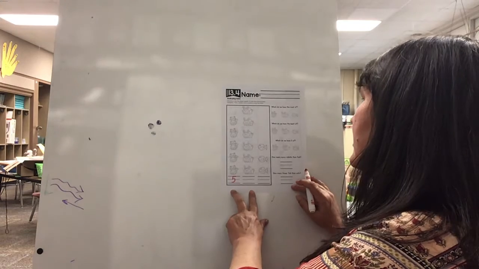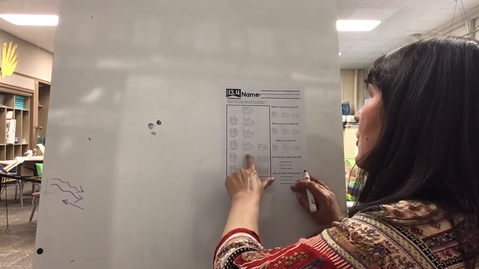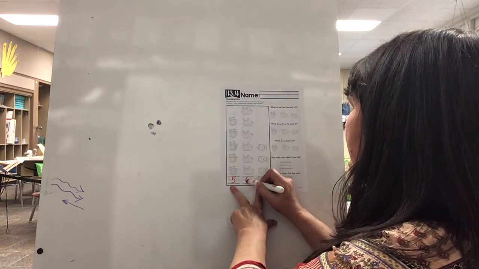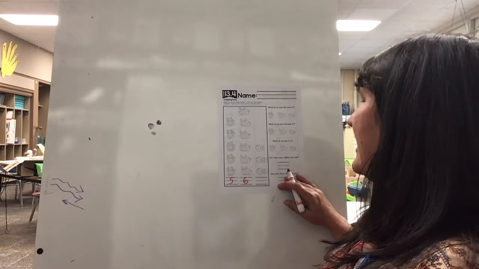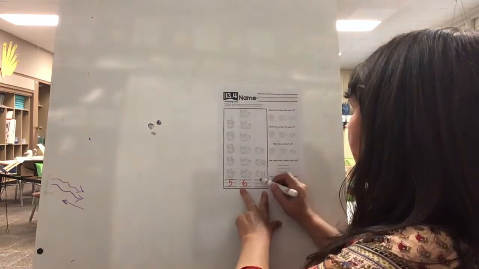How about bunnies? 1, 2, 3, 4, 5, 6. So 6 of the kids have bunnies. And how many kids have fish? 1, 2, 3.